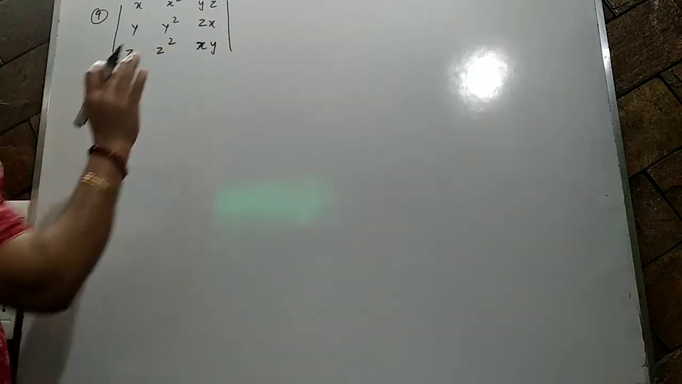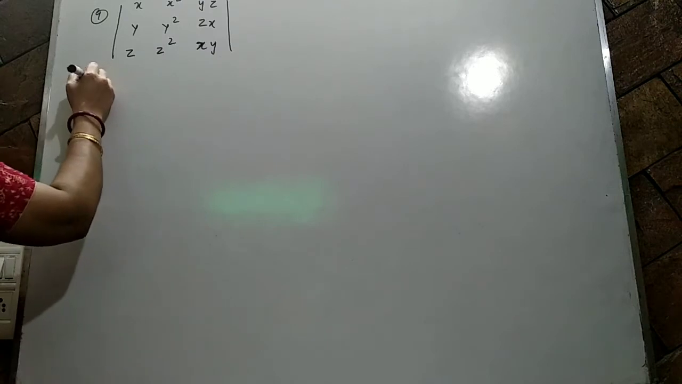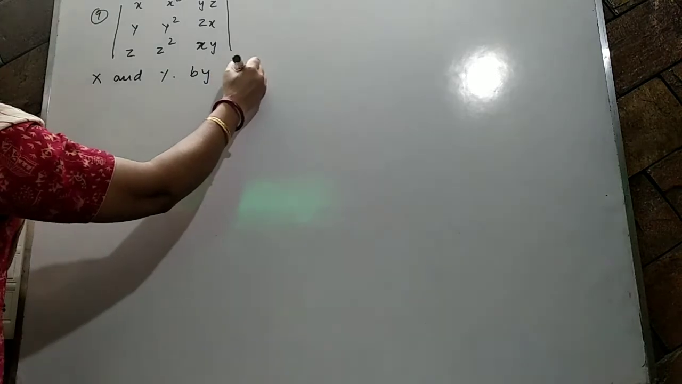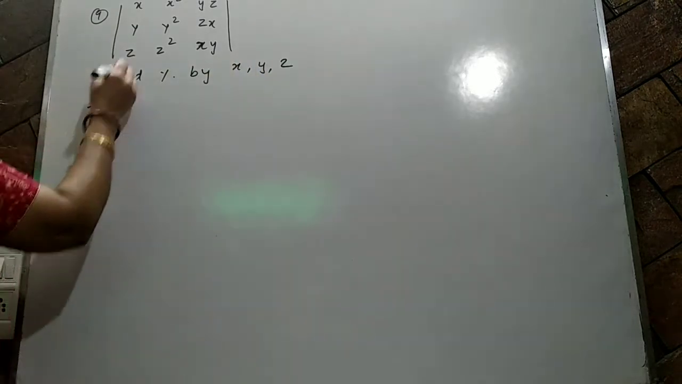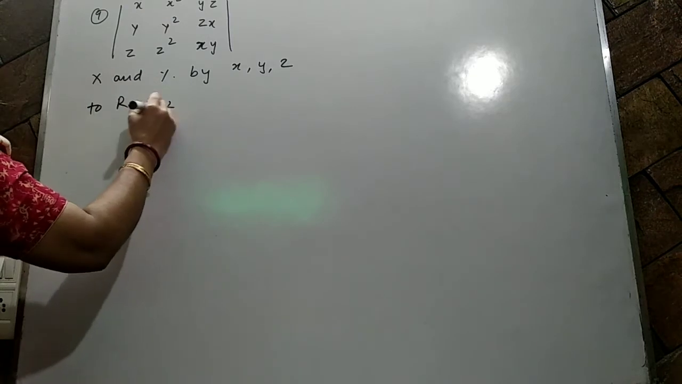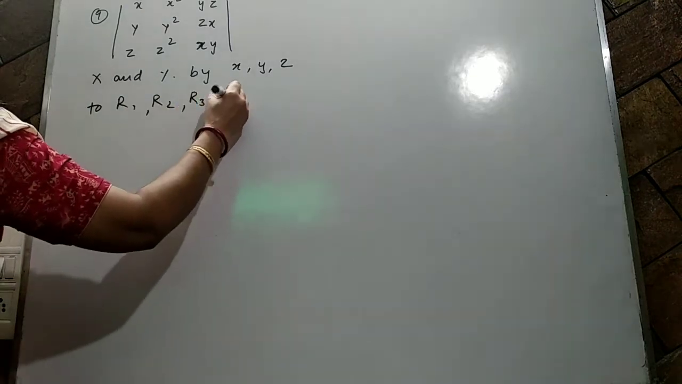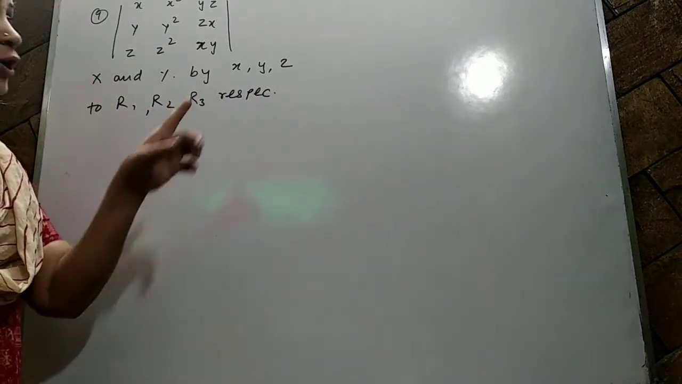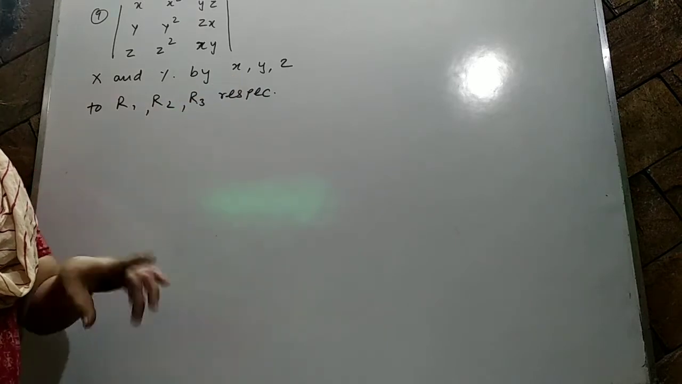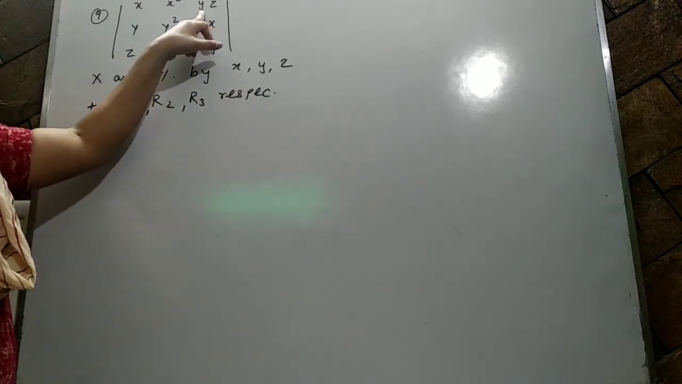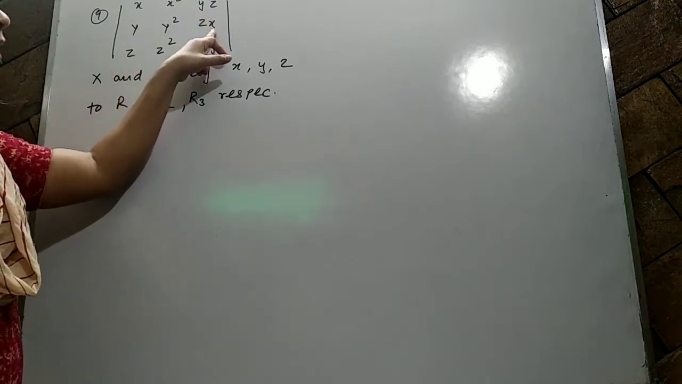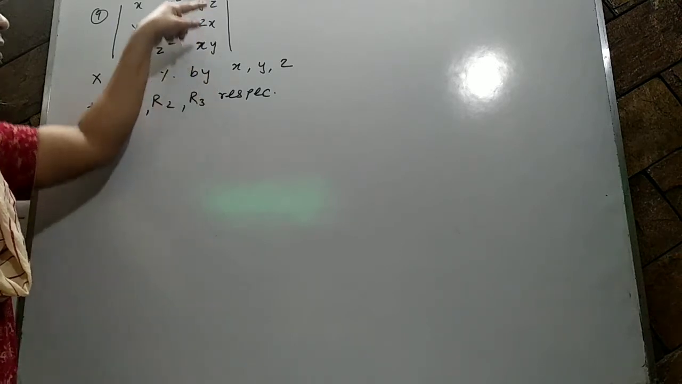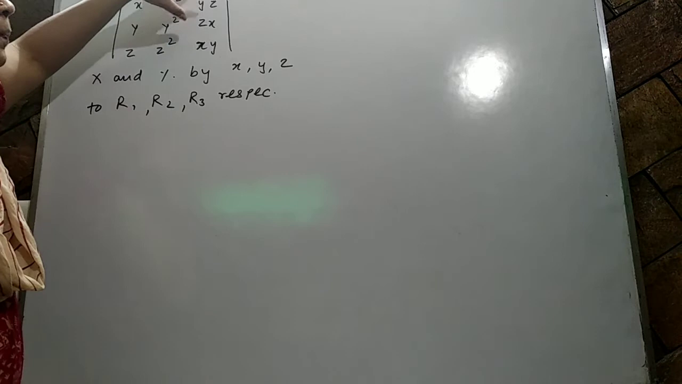The other way, the easiest way, is you can multiply and divide by x, y, z to R1, R2, R3 respectively. If I multiply and divide, I'm not saying only multiply. Multiply and divide means here you will get x, y, z. If you multiply and divide by y, here also you will get x, y, z. If you multiply and divide by z, you will get x, y, z, so that I can take out x, y, z from C3.